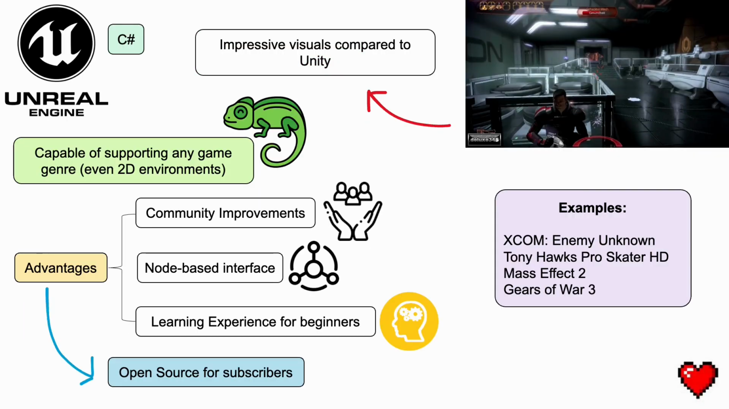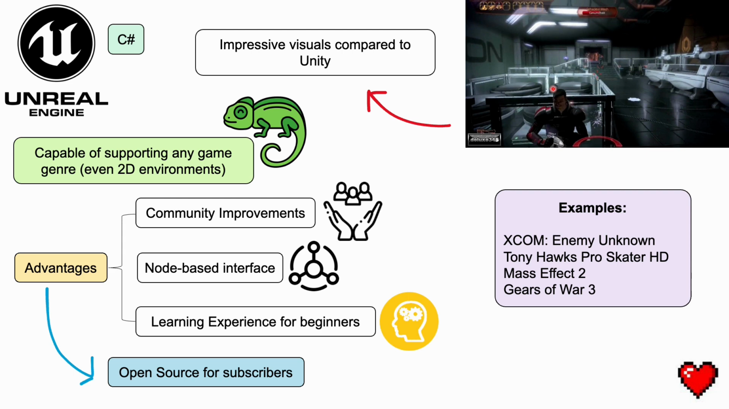Now it's time for our second game engine, which is Unreal Engine, which is scripted in C#. It is known by its impressive visuals compared to the Unity. For example, here we can look at an example of a game which is called Mass Effect 2, and it is very recognizable because it has awesome graphics. It is capable of supporting any game genre. For example, even through the environments.